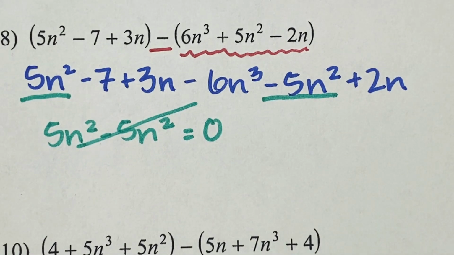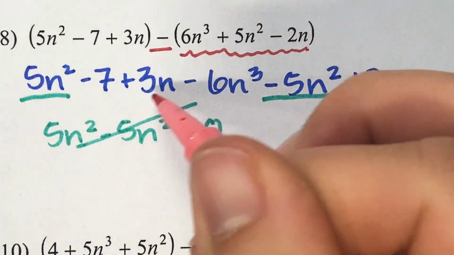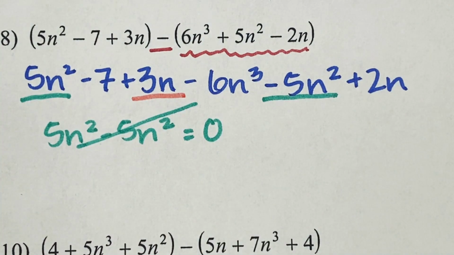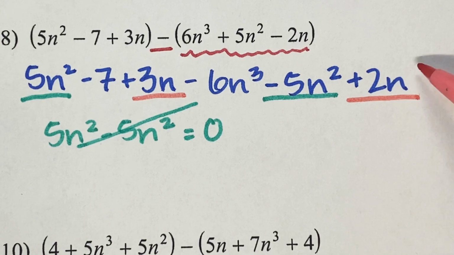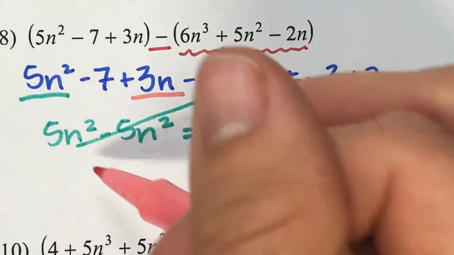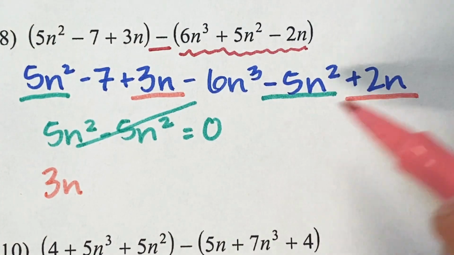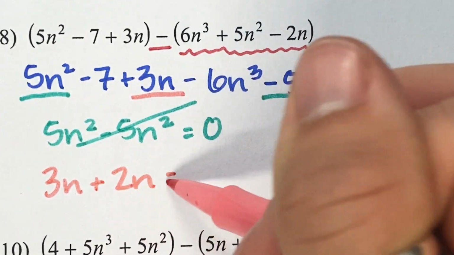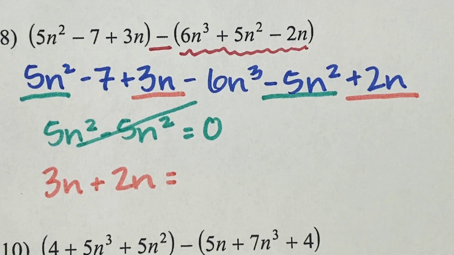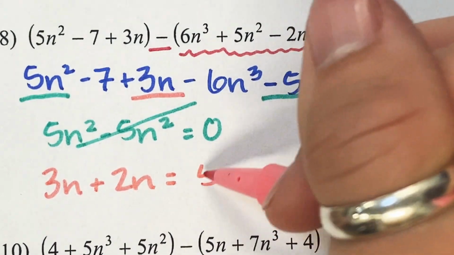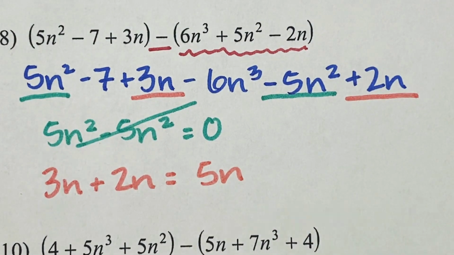Okay, let's find some other terms. So I see maybe this 3n right here. The other term that I can combine that with is the 2n, right? N to the first power, n to the first power. So I have a positive 3n and then a plus 2n, which is going to give me what? What is 3n plus 2n? It's going to give me 5n. Okay, so that's one of our pieces.